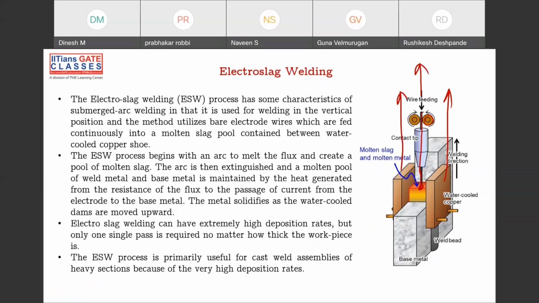Now the important thing here is that the arc is not continuously generated. Sometimes you stop the arc, and whatever heat is there in the welding pool is used to melt the electrode itself. Once sufficient heat is not there, then only the arc is ignited. And that is your electroslag welding. These are basic miscellaneous welding techniques, like the miscellaneous casting techniques we have discussed.